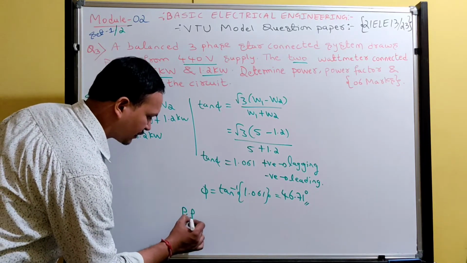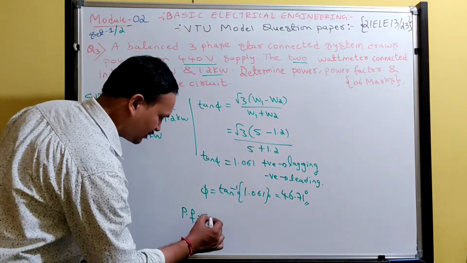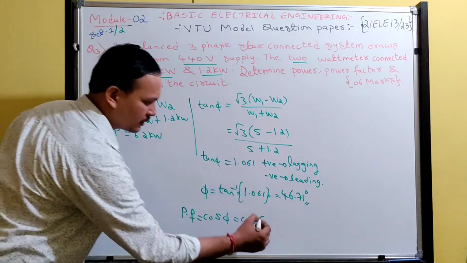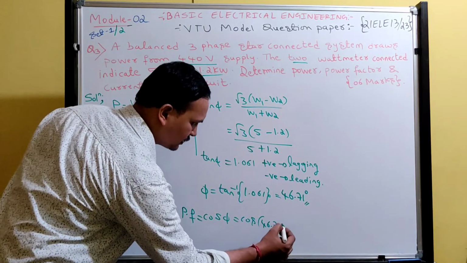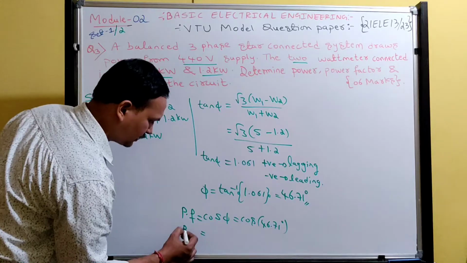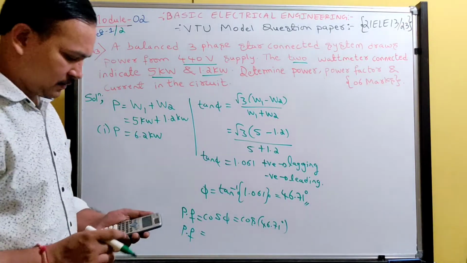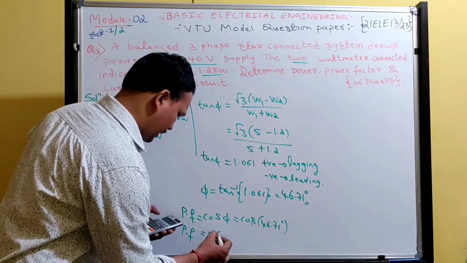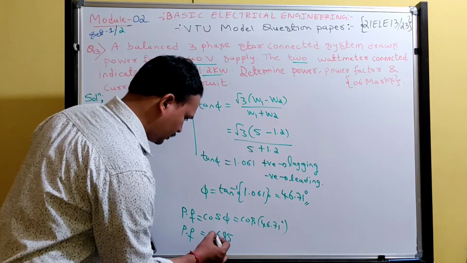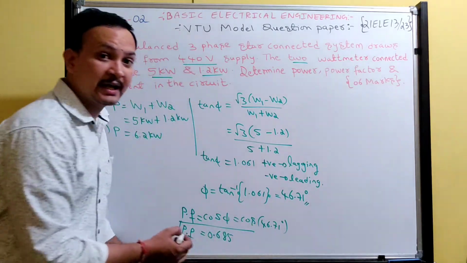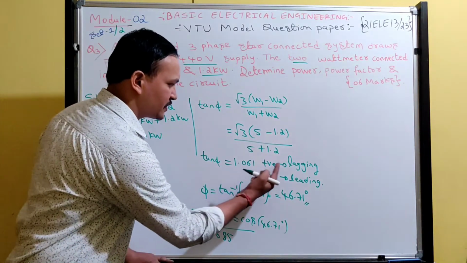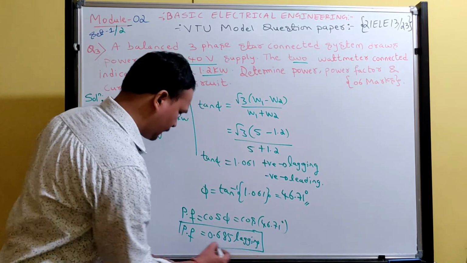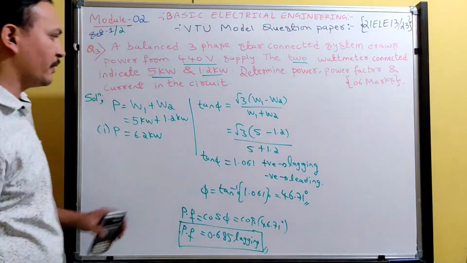Now calculate the power factor. What is the power factor formula? Cos phi. What is the value of phi? You got it, that value you substitute: 46.71 degrees. So that gives the final answer. Cos of the answer gives the power factor, which is 0.685. Lagging or leading? Because tan phi is positive, you must write that the power factor is lagging. Got it, guys? Very, very important problem.